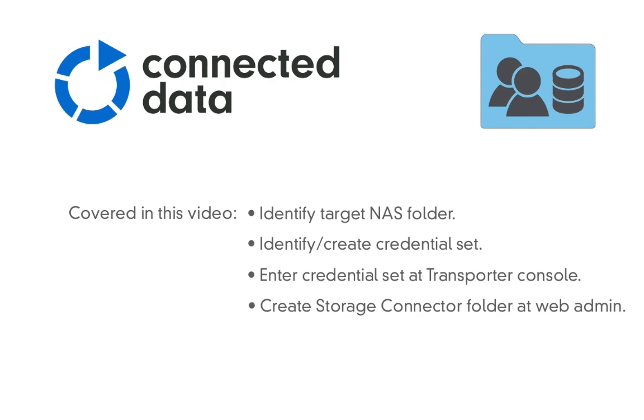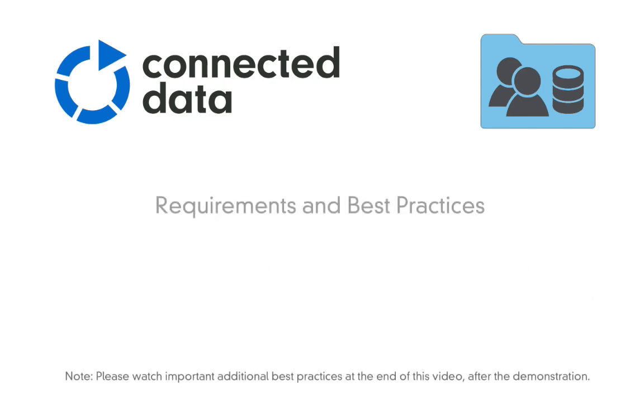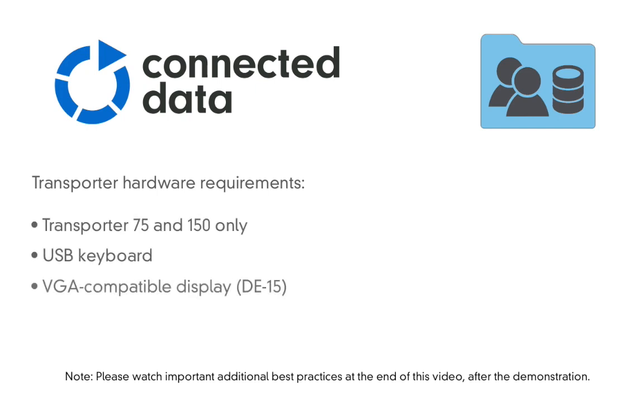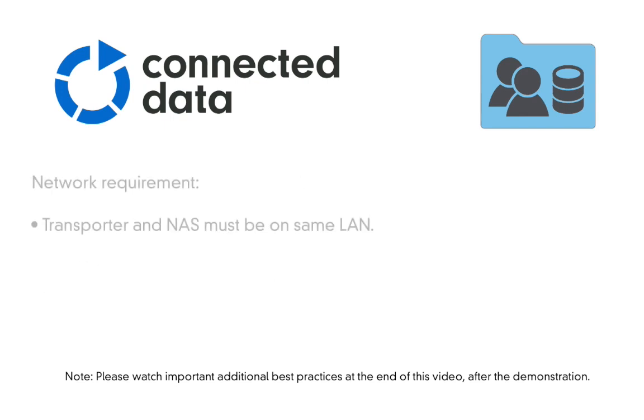But before we do that, we need to quickly review some necessary requirement and best practices information. First, transporter hardware requirements. Storage connector is available on Transporter 75 or Transporter 150. You will also need a USB keyboard and a VGA compatible display. A network requirement is that the NAS and transporter must be on the same LAN.